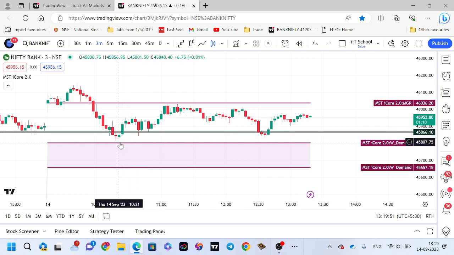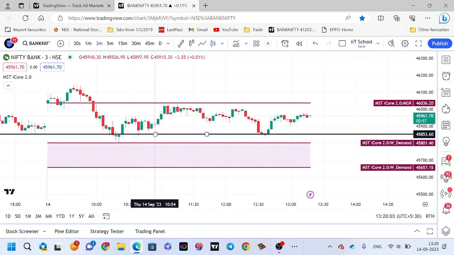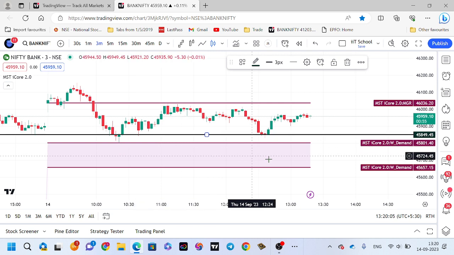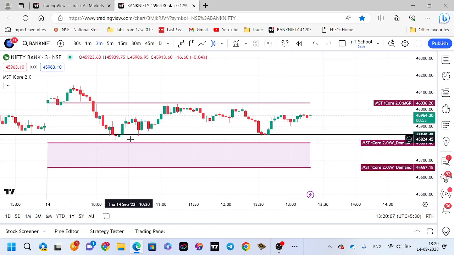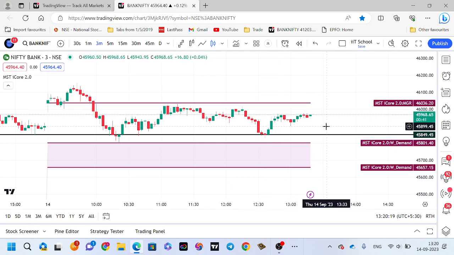This closing price, the 10:21 3 minutes closing price was 45,848. So I have posted in the group. My re-entry will be at 45,848 here, somewhere here. So we got the entry here at 10:39. We got our targets hit. Once again it has come down at 12:36. Again we have got the target hit.